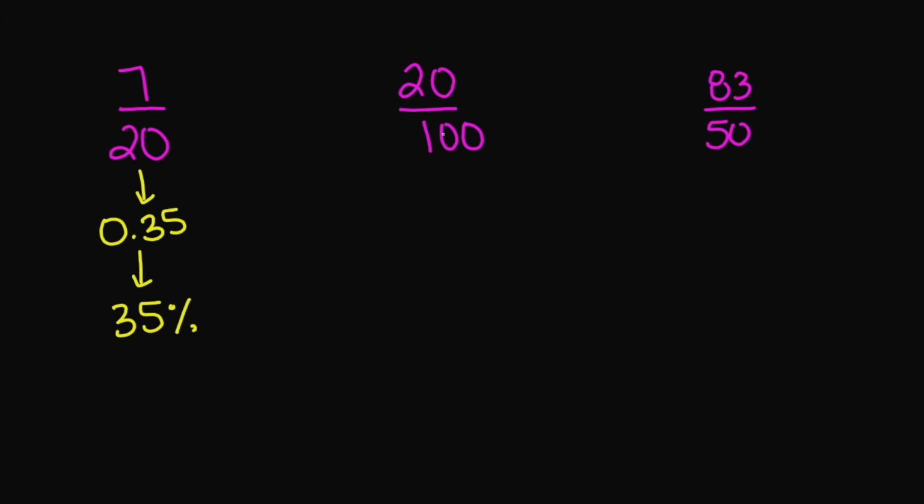Now let's look at 20 over 100. Notice here, 20 over 100, if you simplify your answer, this is going to equal 1 over 5. Because the number 20 goes into 20 one time, and then the number 20 goes into 100 5 times. So if you simplify your answer, you would get 1 over 5.